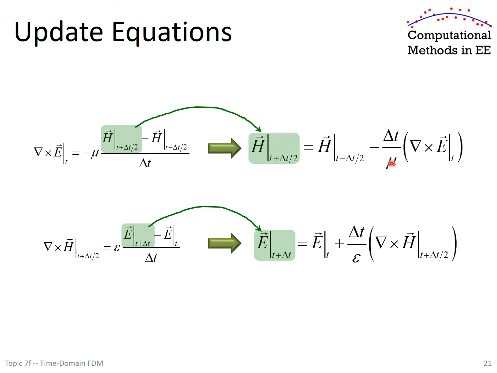We'll see the delta t over mu and the delta t over epsilon. Those are our update coefficients. That is also something that we can calculate ahead of time to help speed our simulation. So those are our update coefficients.